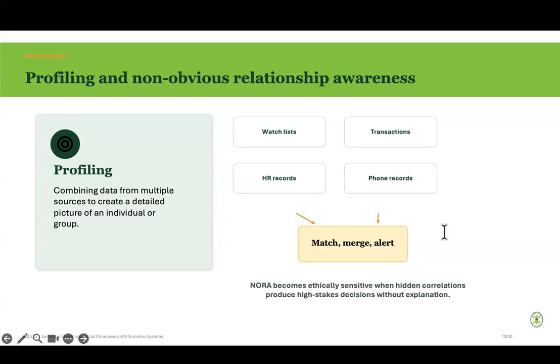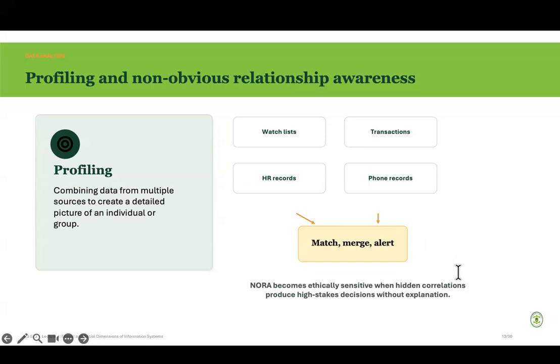This is what we call profiling. The systems we use can also be positioned to identify non-obvious relationships. We call it NORA, non-obvious relationship awareness. Two people may be connected because they use the same device. Two people may be connected because they visit the same locations. Two people may be connected because they communicate with the same contacts or share financial patterns.